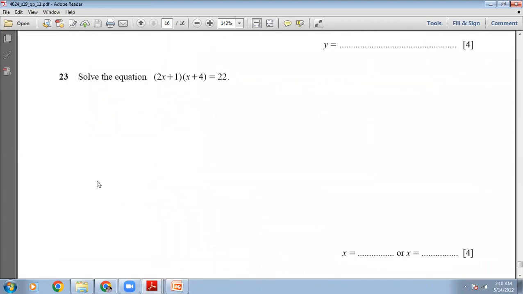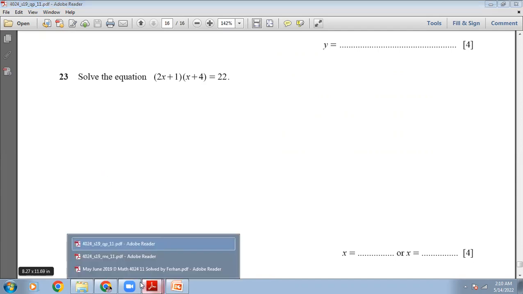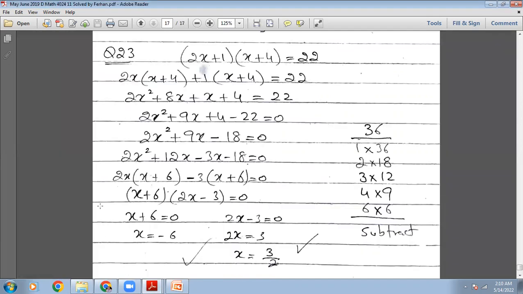Okay, the next question is question number 23. It's a 4-mark question. It says solve the following equation. So these two brackets are multiplying. So we will have 2x into x plus 4 plus 1 into x plus 4 equals 22. We will open it and we will try to solve it. Okay, so you have 2x into x plus 4 plus 1 into x plus 4 equals 22.